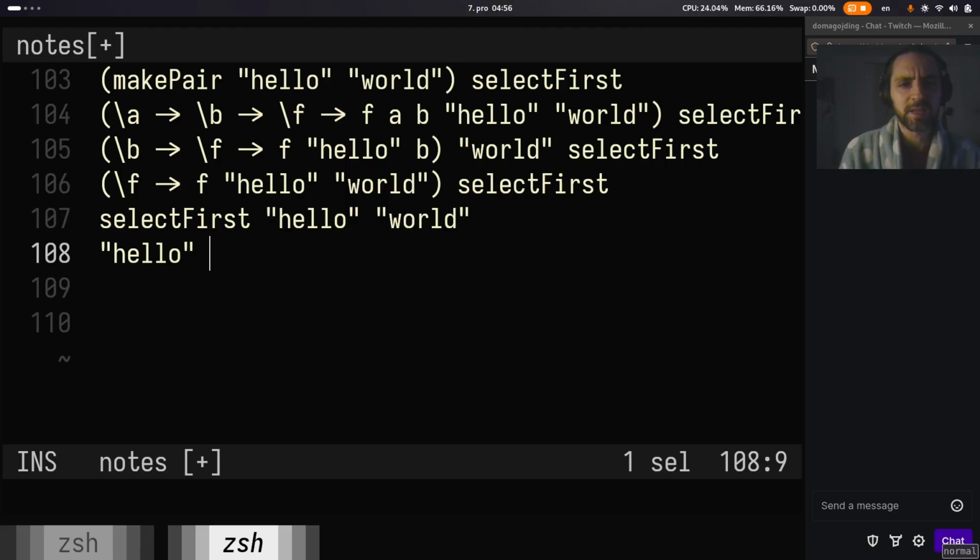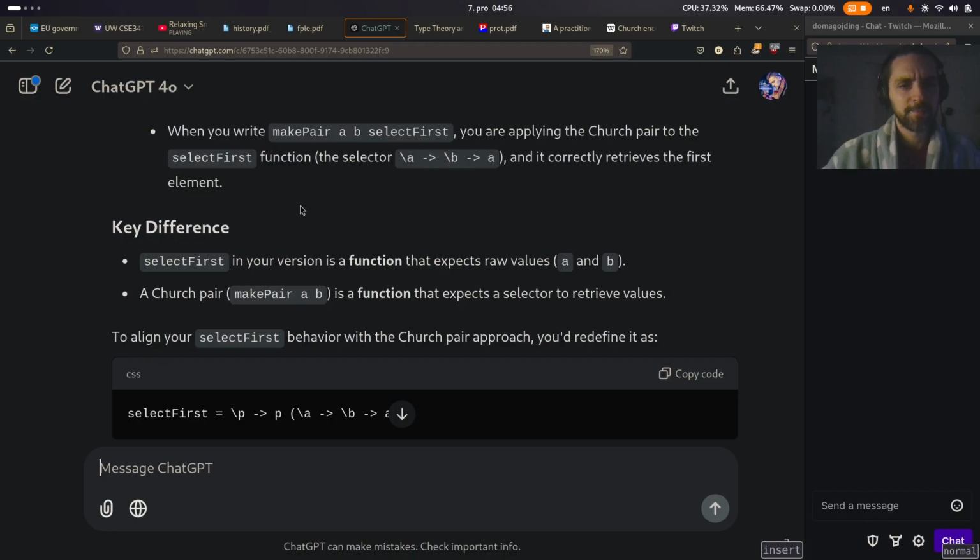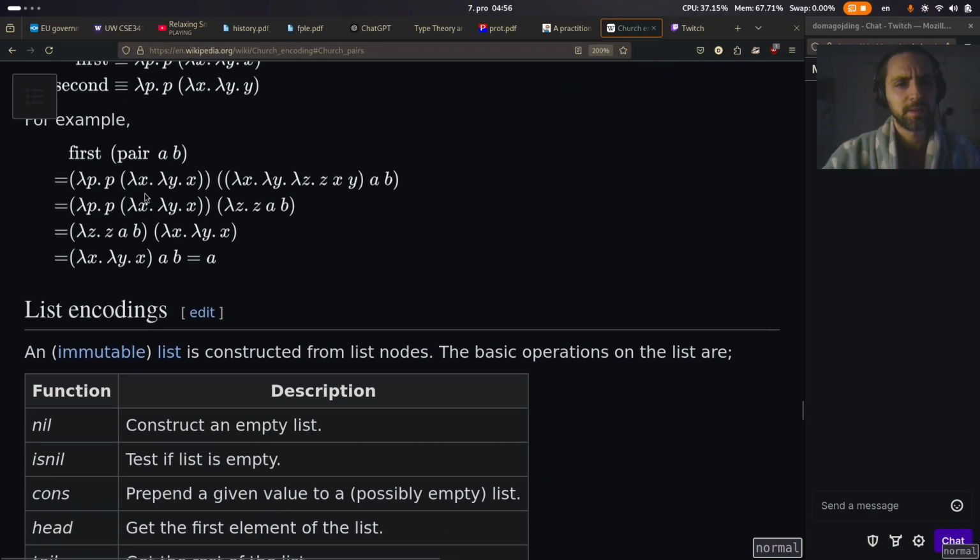It's so subtle, and I don't know, I was like, wow. And then the idea, it's called church pair. So subtle. First pair AB. But it's slightly different here. What's happening here? His first pair, it's just first is applied with a lambda p.p, I guess.